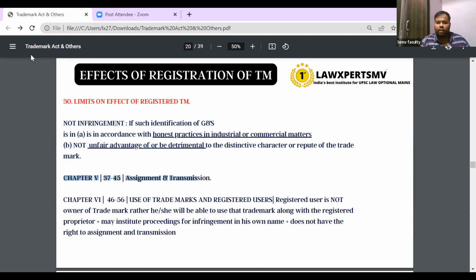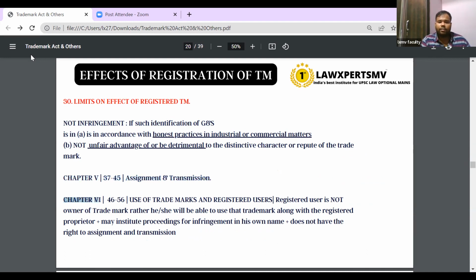It deals with the aspect of assignment and transmission. Assignment and transmission is nothing but the proprietor of a trademark can assign his trademark to another person, and he can give a license also. So he can give a license to another person to use his trademark, and he can share the profit with him. This is as per chapter 5.